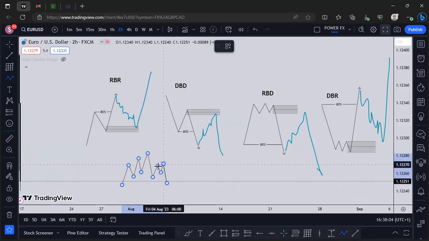So you know that all of these things are inducements. So this is actually the supply zone that caused this break of structure. This was the supply zone that caused this break of structure. So price will definitely come to clear all these inducements, then all the way to the downside.